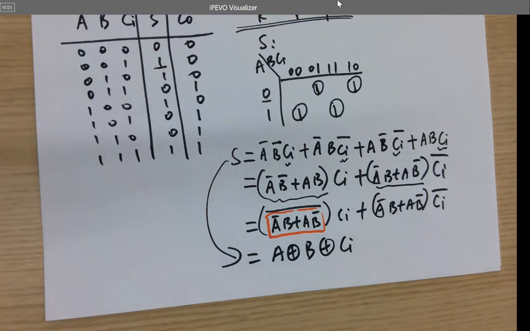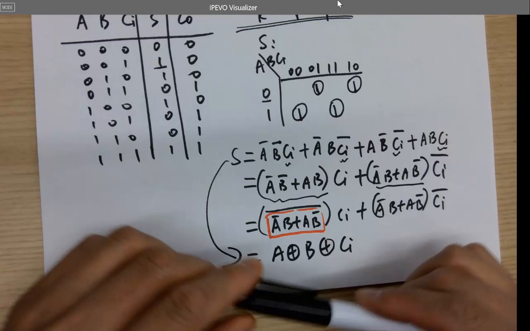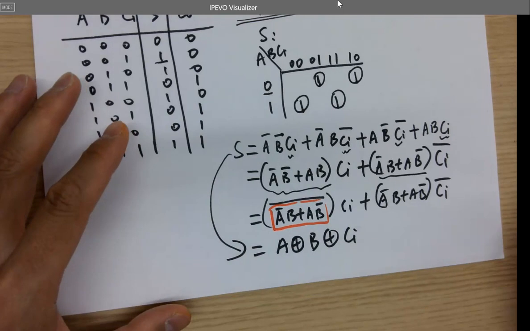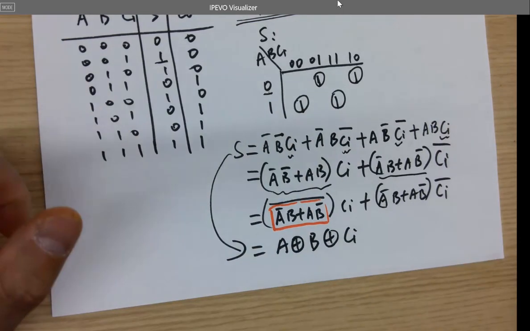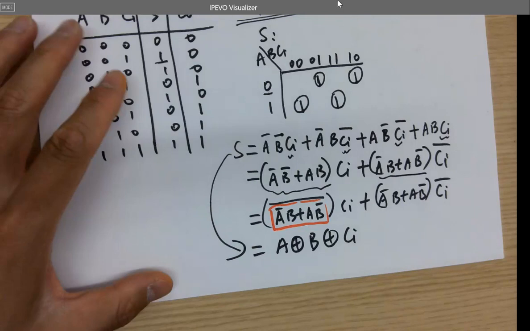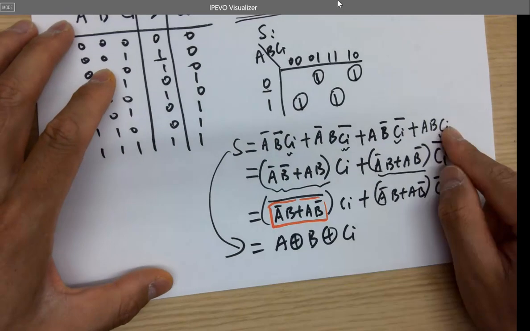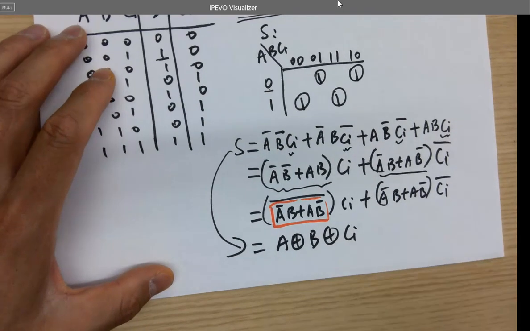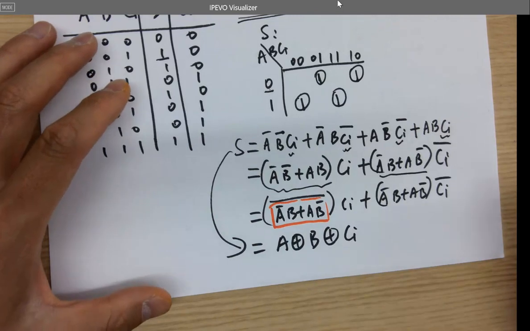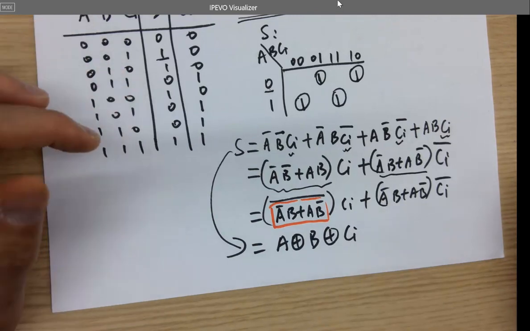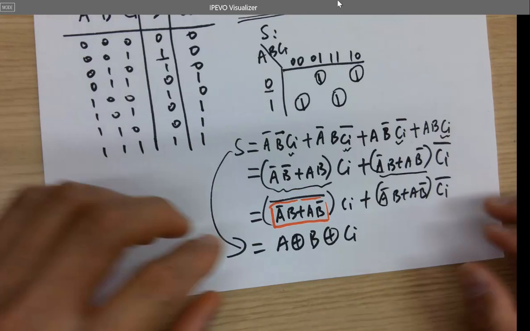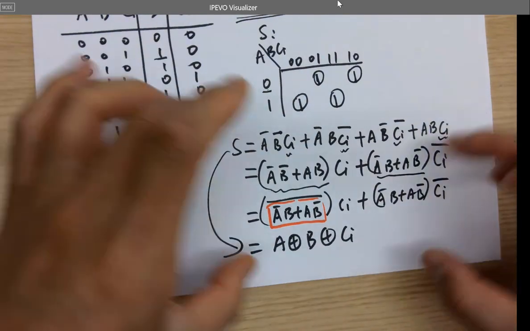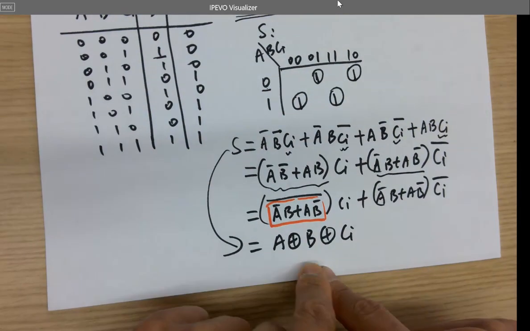No. It just saves some ink. It's not saving any circuit on the chip. I'm just using a symbol to represent everything here. It's not changing anything. It only changes when you write it down on the paper. If you implement it on the circuit, it's not changing anything.